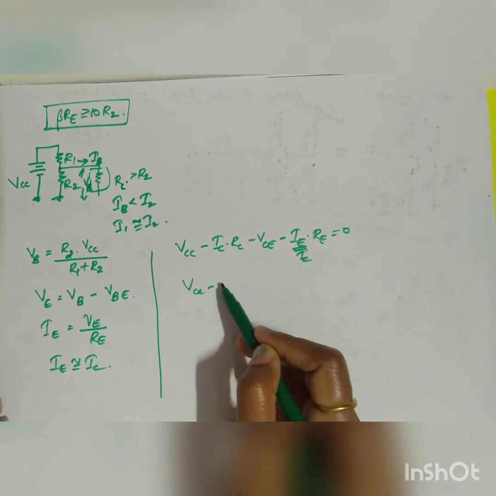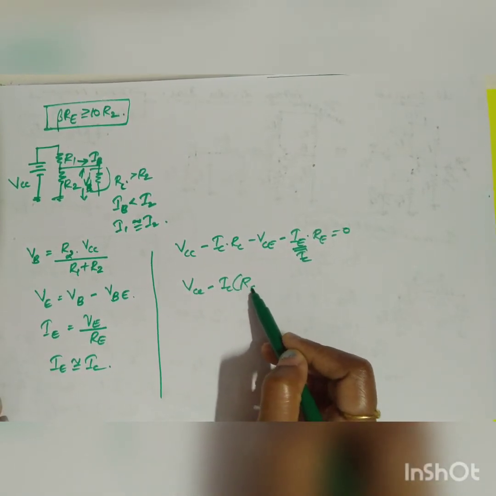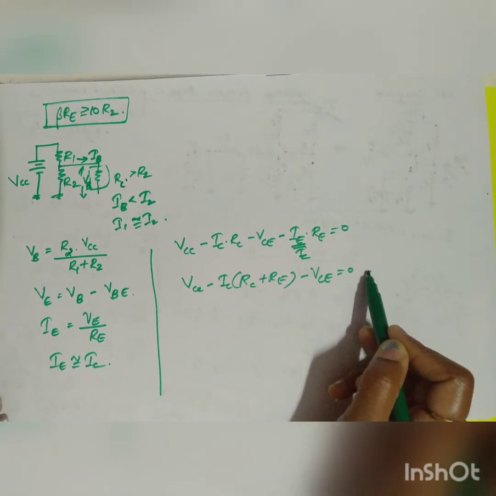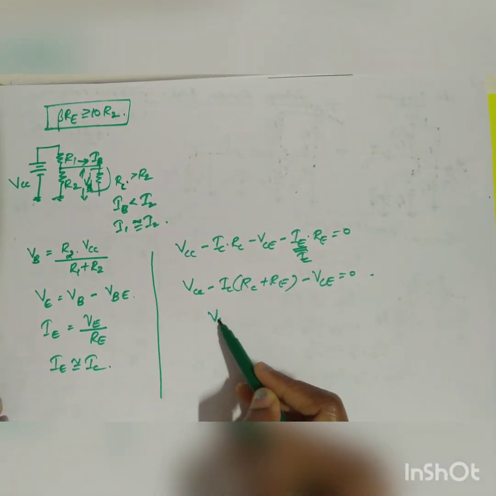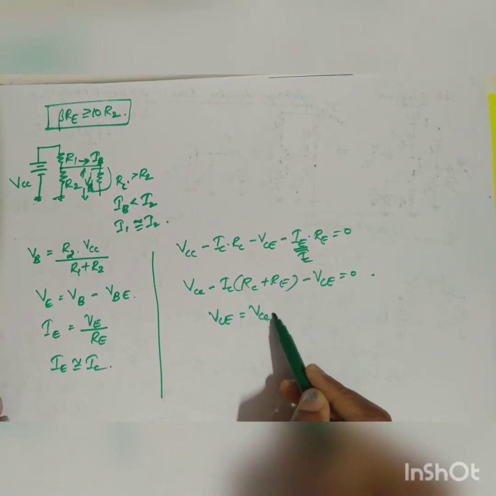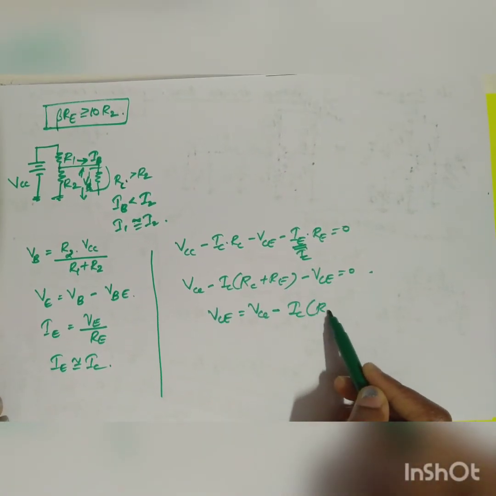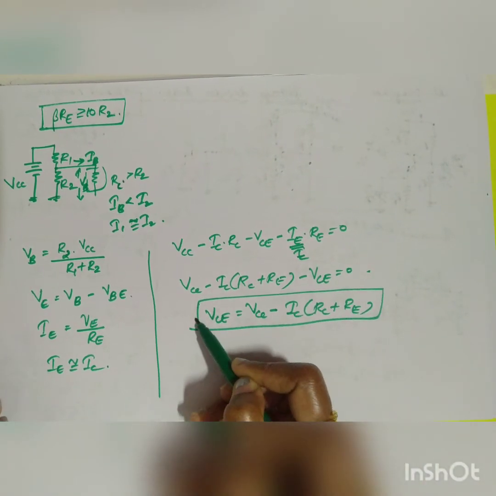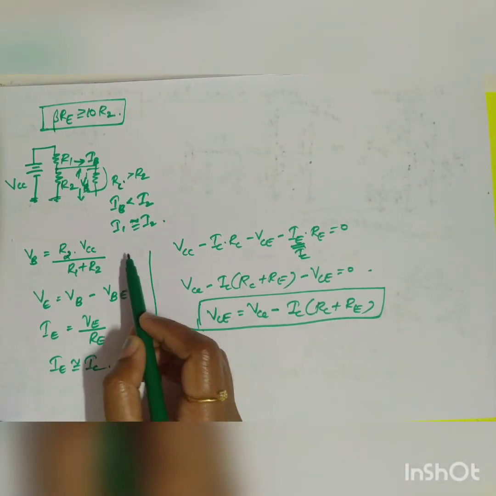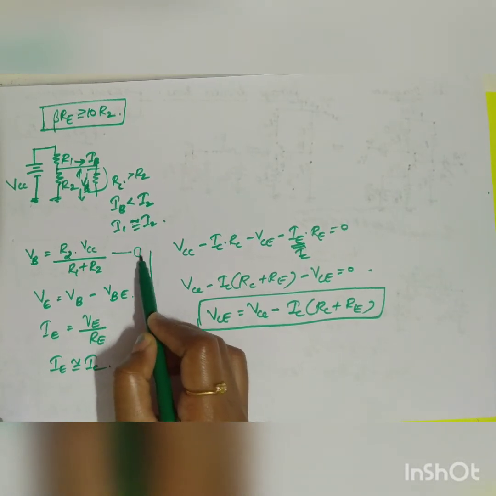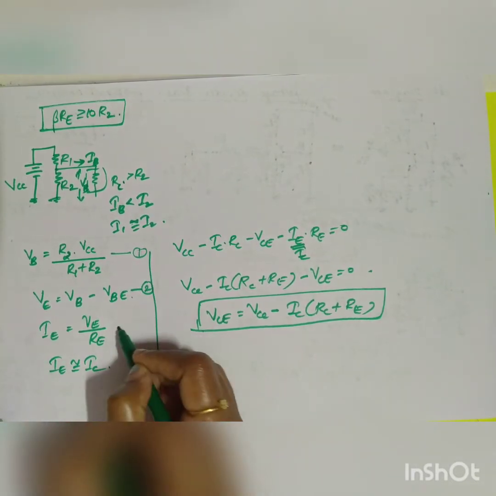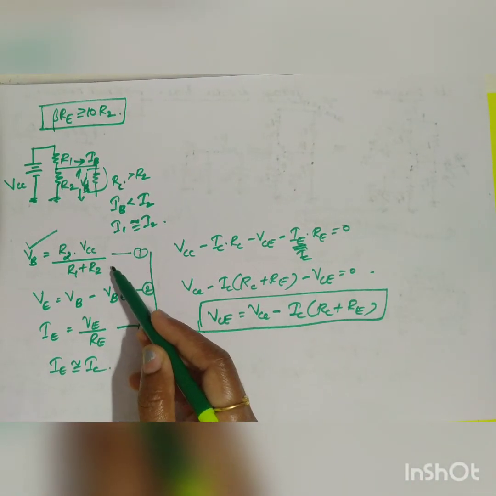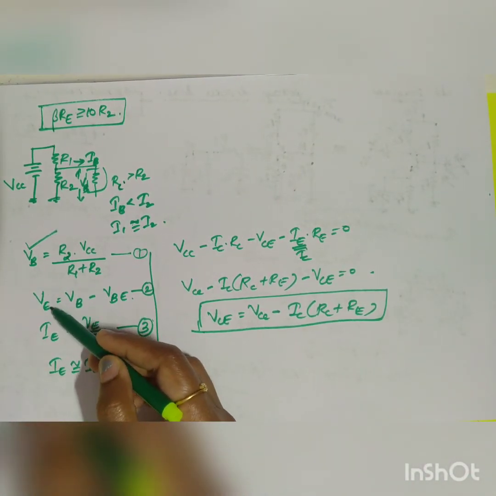So what will be your equation? VCC minus IC into (RC plus RE) minus VCE is equal to 0. From this, what will be your VCE? VCE is equal to VCC minus IC into (RC plus RE), which is equal to that of your exact method. So in the case of approximate analysis, it is more simple. You go for three equations: finding out your VB by applying the voltage division rule, finding out your VE.